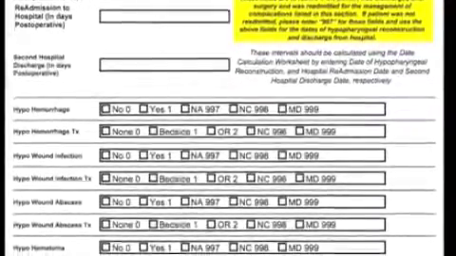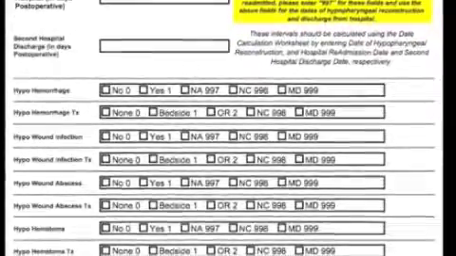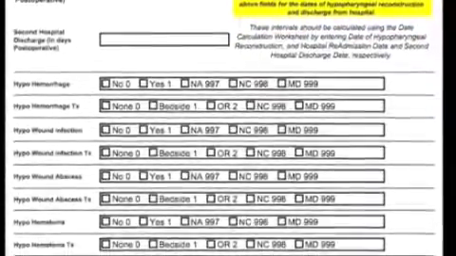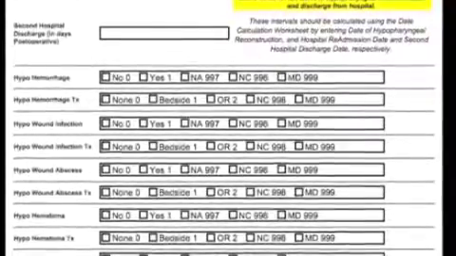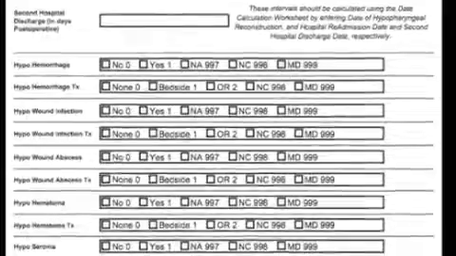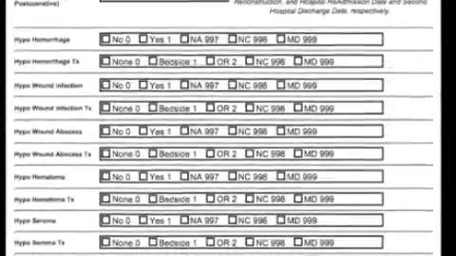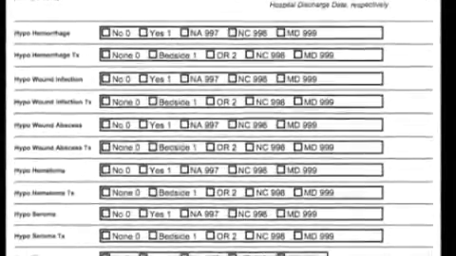For each complication, first, please record its presence or absence using yes or no. Next, if the patient had a complication, please record whether or not it was treated operatively, at the bedside without operative intervention, or there was no treatment. If a patient did not suffer from a complication, then the treatment for that complication would be none. If the treatment for a complication cannot be ascertained from the medical record, please select Missing Data, MD 999.